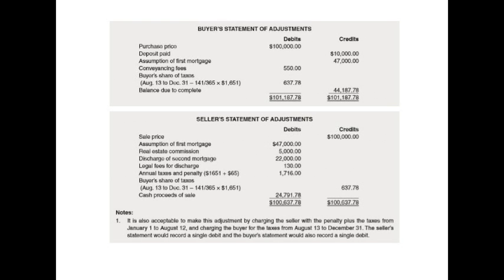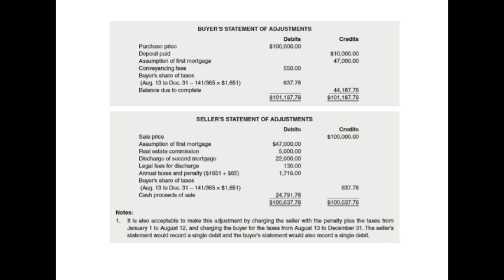Now, we've got a buyer statement of adjustment. We've got a debit with the frown. Purchase price, $100,000. That's a debit. Deposit paid, that's all the way in the right-hand column. It's a credit, happy face, $10,000. Assumption of first mortgage is $47,000. That's a happy face.